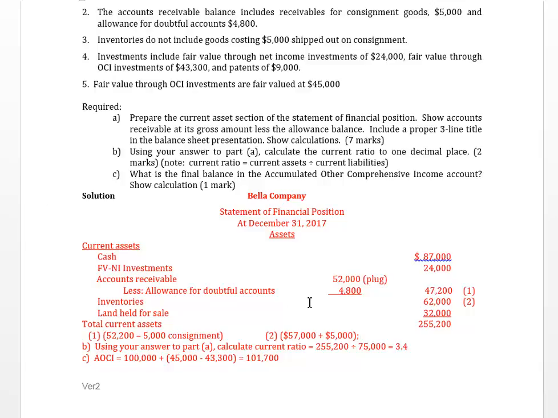Now, I mentioned to you, because in the question we had them at net at $52,200, we knew it was overstated by $5,000 because there was $5,000 in consignment receivables there, and we don't have receivables on consignment goods. So I started out by thinking, well, what should the net value be? It should be $52,200 less $5,000. It should be $47,200. So what number at the gross amount, such that when I deduct $4,800, would give me the right net balance of $47,200? Working backwards, I'd get $52,000, which you might have wanted to do.